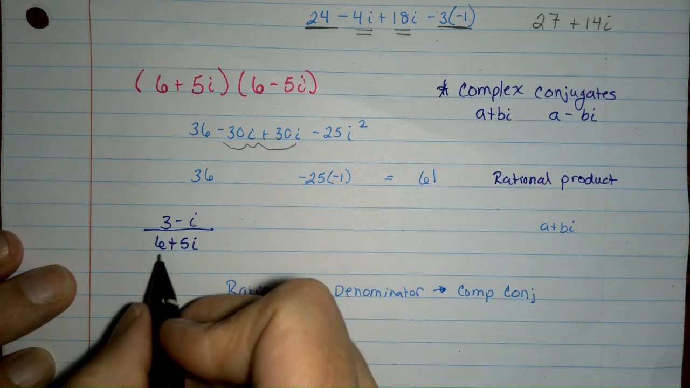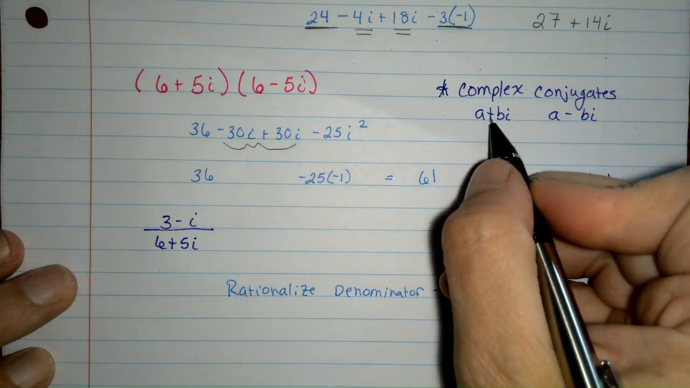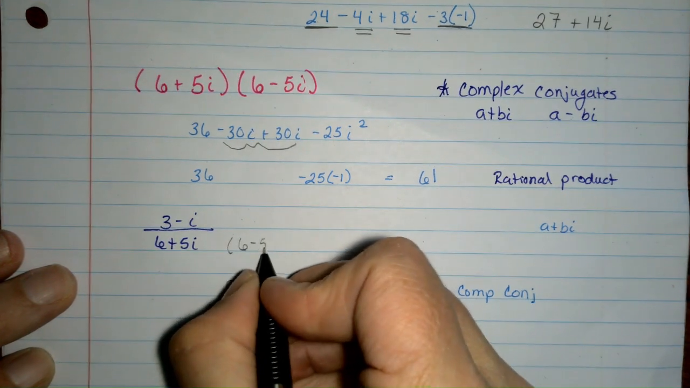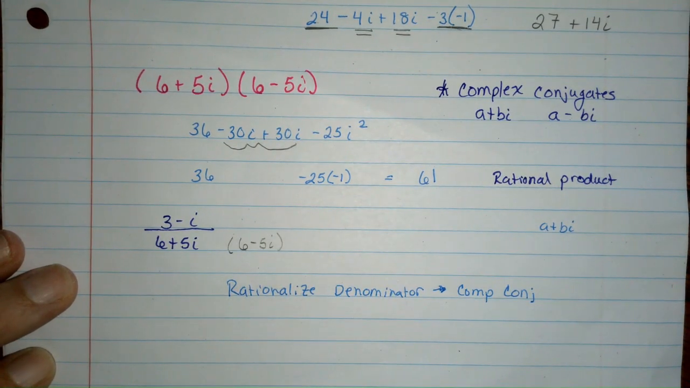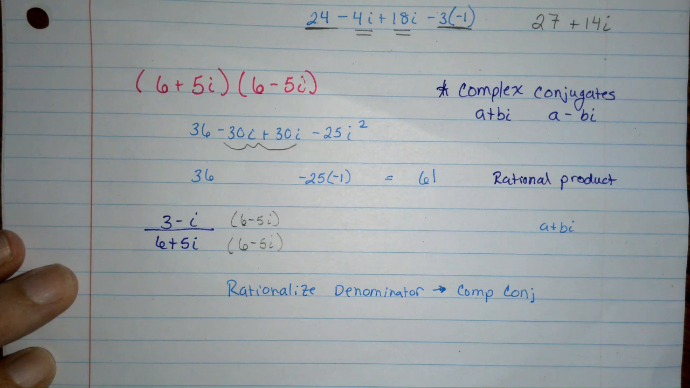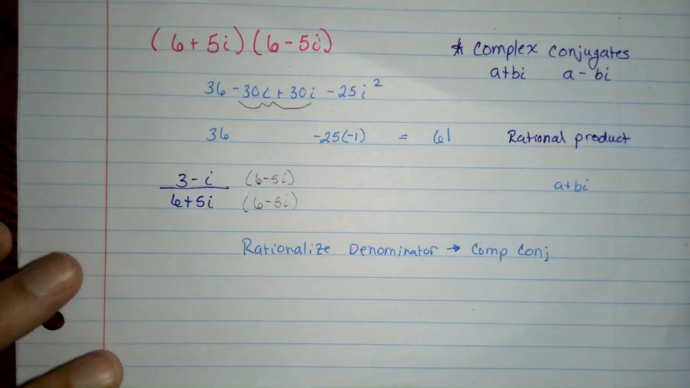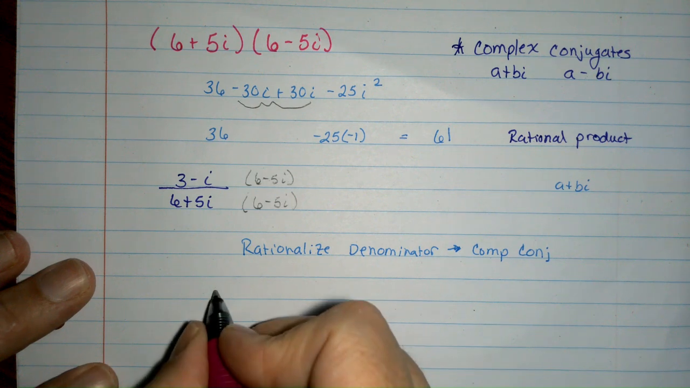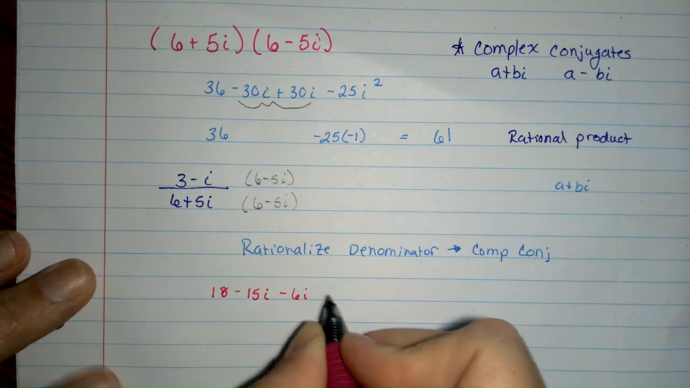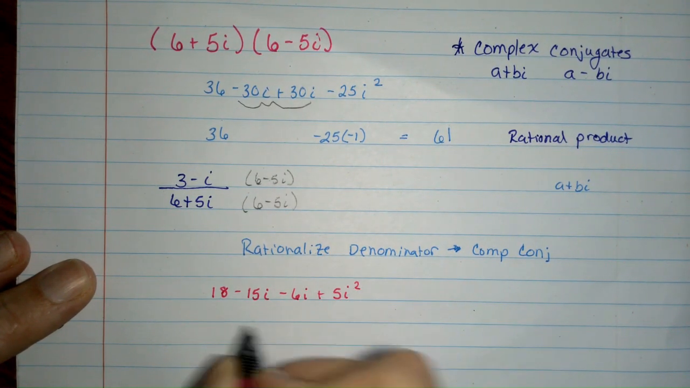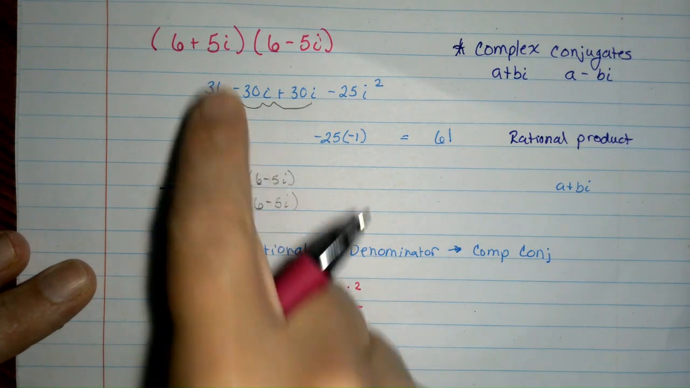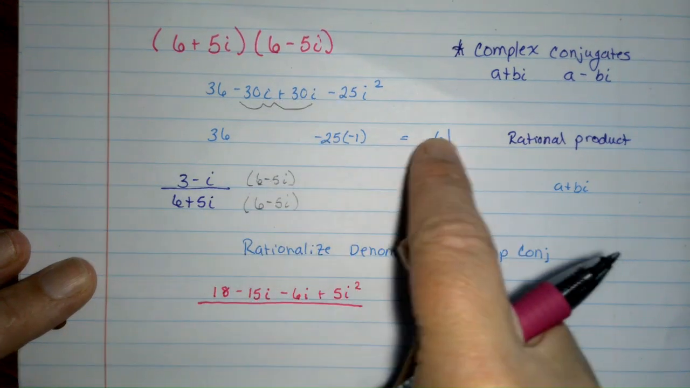Well, what was our complex conjugate for 6 plus 5i? If you have the plus, then your conjugate's going to be the minus. And we've all worked with fractions before. If you multiply the denominator by something, you must multiply the numerator by the exact same thing. So our numerator is going to multiply out to be 18 minus 15i minus 6i plus 5i squared. Our denominator, 6 plus 5i times 6 minus 5i, we just did that, right? 61.